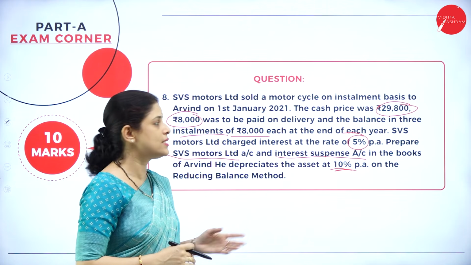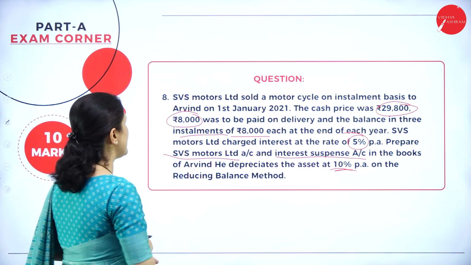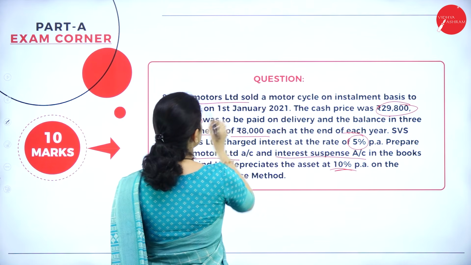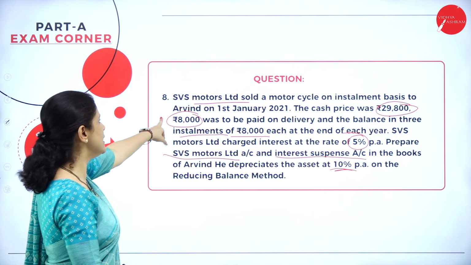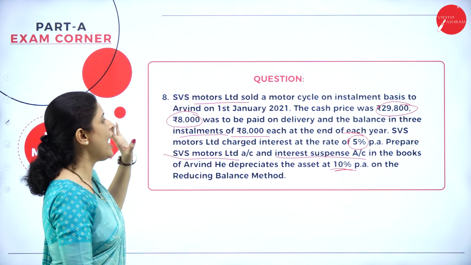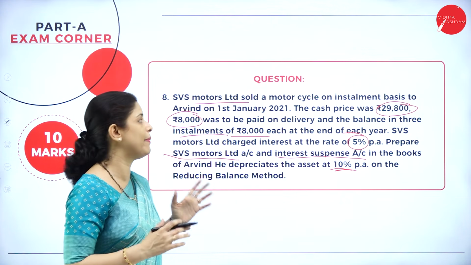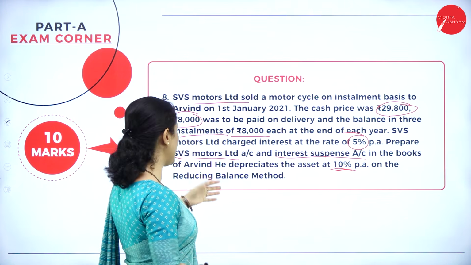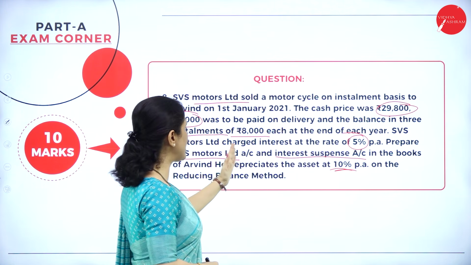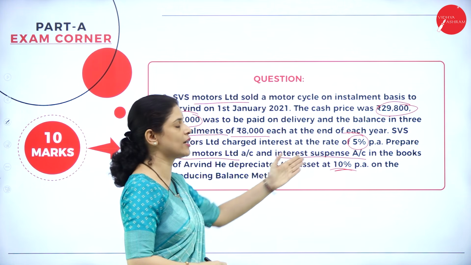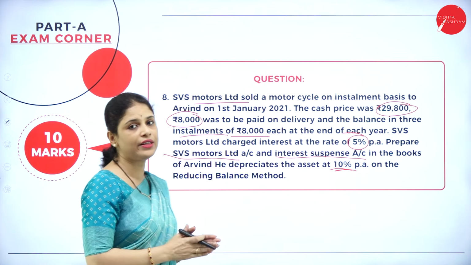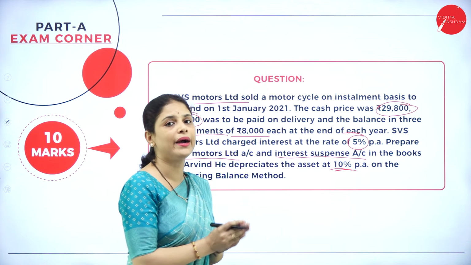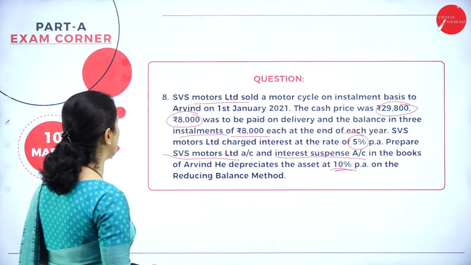So what is this? This is a problem on installment. SVS Motors Limited sold, which means who is the installment seller? That is SVS Motors Limited. And who is the installment buyer? That is Arvind. So what did they say? We have to prepare the SVS Motors Limited account and interest suspense account in the books of Arvind. Arvind means the installment buyer. So let us solve the problem now.